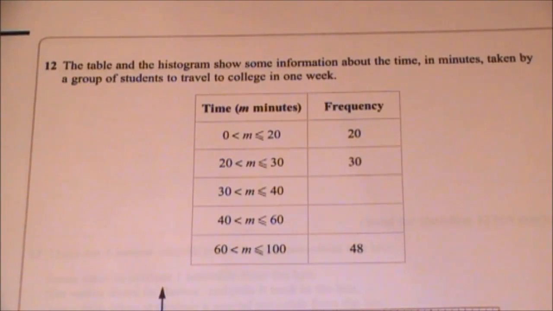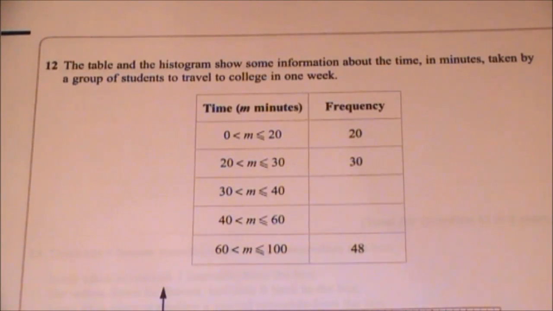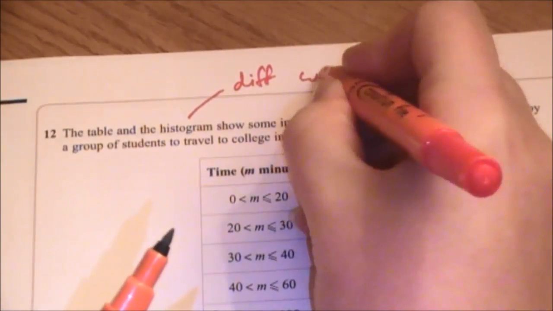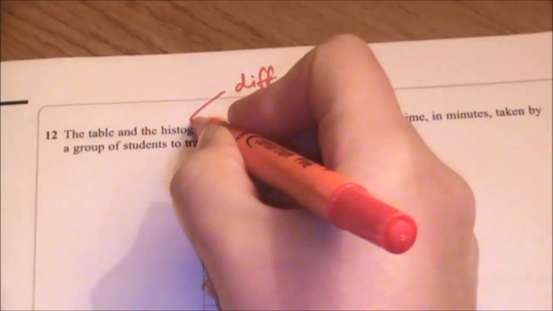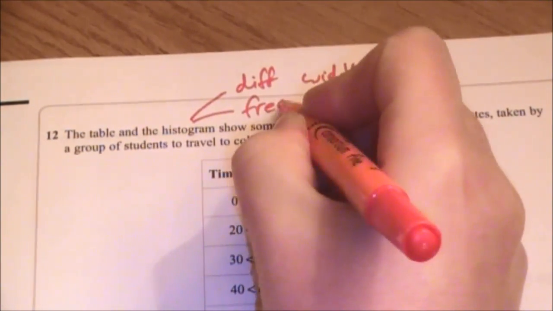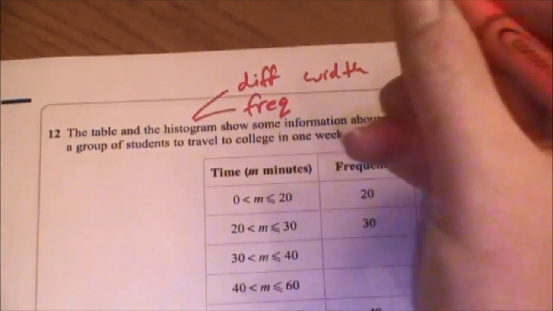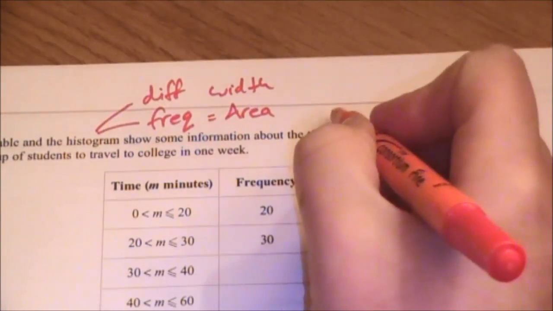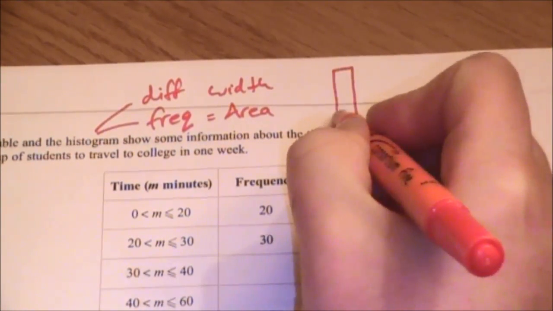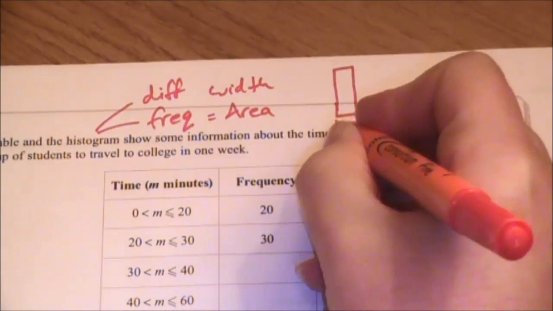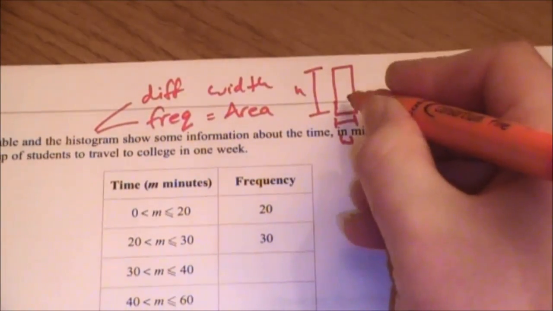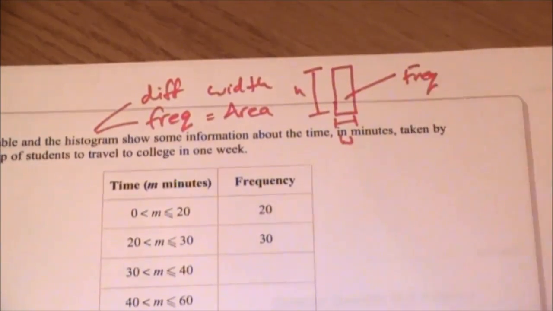Question 12 is a histogram question, and histograms are just like a bar chart. However, it's got different width bars, and we actually measure the frequency not just as height as we would in a bar chart, but the frequency is area. So all we're really doing with a histogram is a jazzed up way of finding the area of a rectangle, which is its width times its height. And that gives you the area or the frequency.